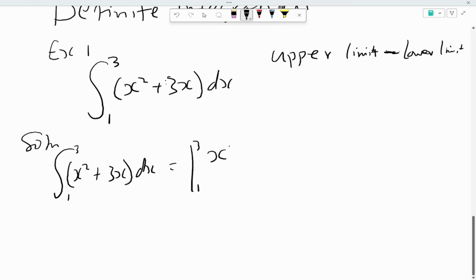X raised to the power 2 plus 1, because the power is 2, all over 2 plus 1. As usual, you bring down the increased power. Plus, the second one, 3x raised to the power 1 plus 1, and then you bring down the 1 plus 1. But here, you do not introduce a c.